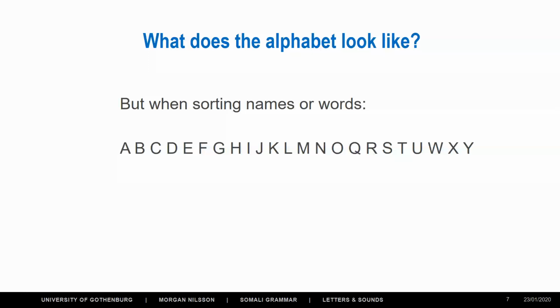Instead, when sorting names or sorting lists of names or words, such lists are arranged according to the Latin order of the alphabet, exactly in the same way as English names or words are sorted into lists. And in the Somali alphabet, 3 of the English letters are not used. That is P, V, and Z. They might occur in some foreign borrowings, but they are really very exotic in Somali.